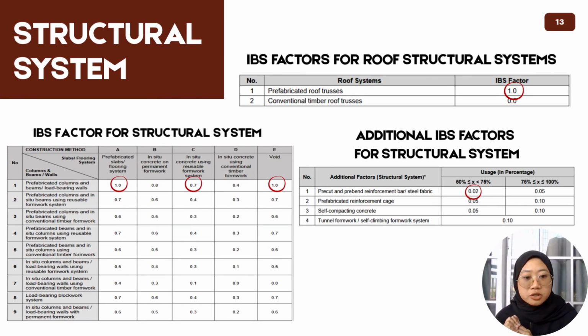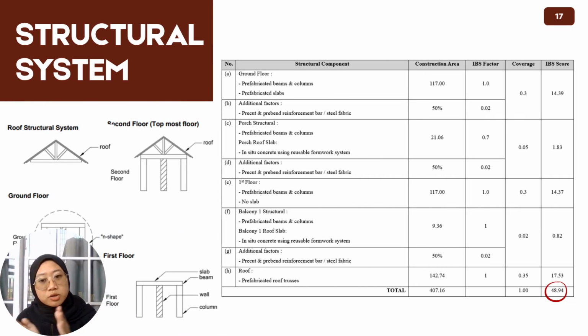For the structural system, we refer to tables. The first table is for the column, beam, and slab. The second table is for the roof, and the third table is for the additional IBS factor. So we proceed to the next slide. This is the calculation for the structural system, where we calculate for the ground floor, the first floor and also the roof.